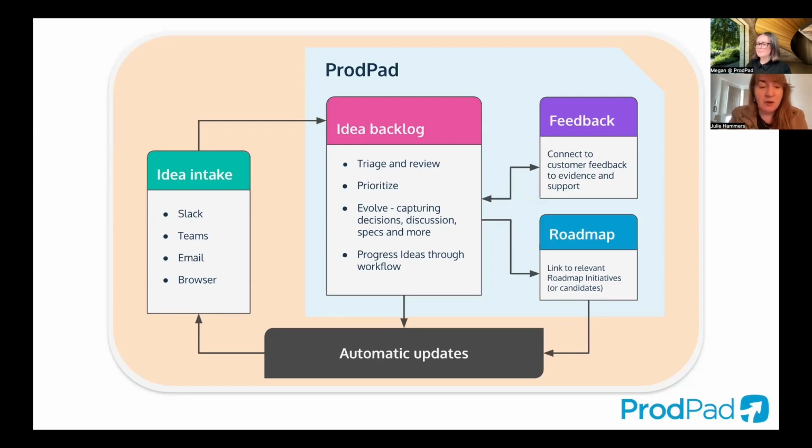So critically, throughout all of this, there should be automatic updates or automations in place so that everyone is up to date. So the person who added the idea and then everybody who has touched that idea in the process is then notified of any changes that happen across your product development cycle.